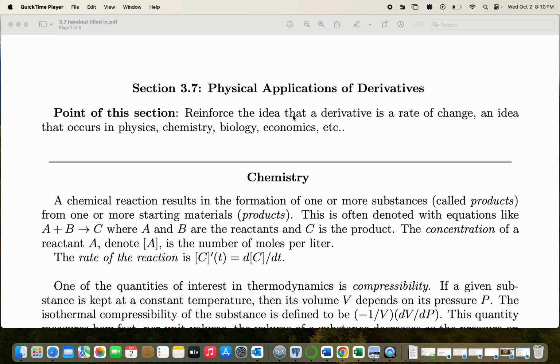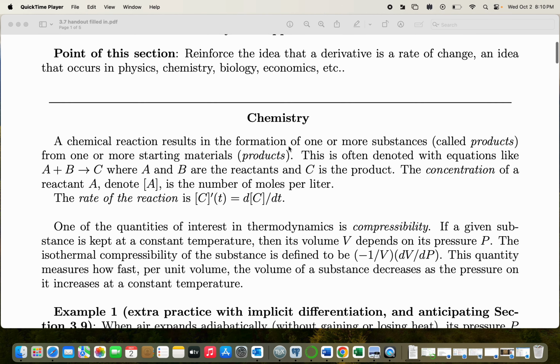So the point of this section is just to reinforce what we've talked about many times, that a derivative is a rate of change, something which occurs in all sorts of fields like physics, economics, and so on. So under the hood, something in chemistry can be the same thing as something in economics if it's a rate of change. So the calculus, the mathematics, can tie together all these disparate topics. So that's what this section talks about.